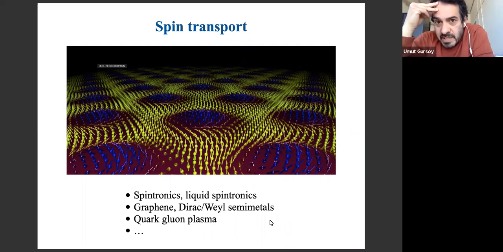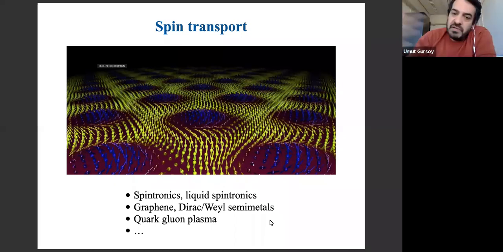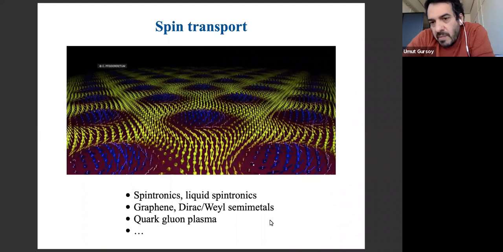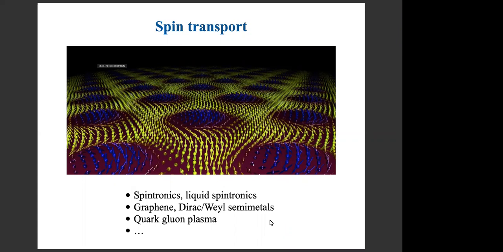The transport of spin degrees of freedom can be realized in many different systems as well, like graphene, Dirac and Weyl semimetals, and other strongly correlated electronic systems. But for us, for high energy physicists, I'm assuming that we are mostly high energy physicists here, the main motivation comes from quark-gluon plasma. Recently, it has been observed in heavy ion collisions that spin transport is playing some important role there.